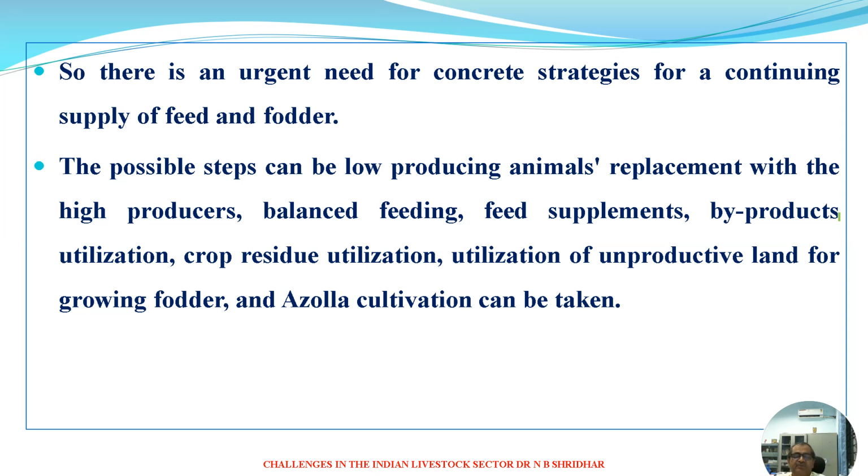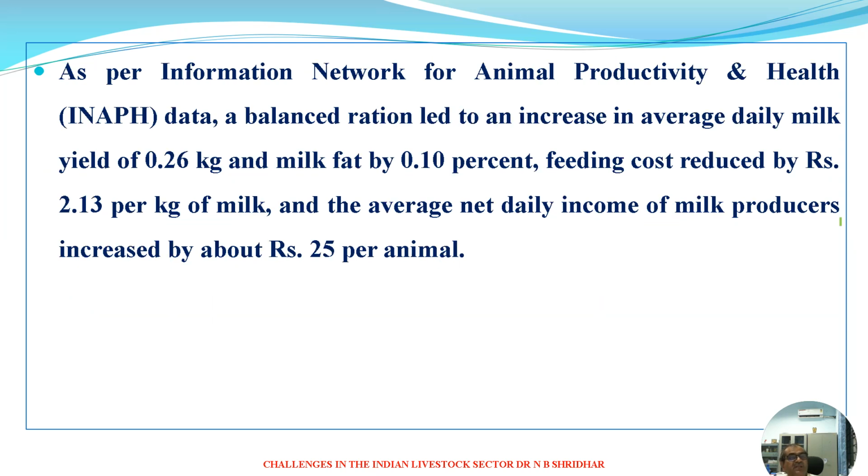And apart from this, frequently the animal breed needs to be changed. Then balanced feeding has to be done. Then feed with low costs or supplements. Then by-products should be utilized properly. Then crop residues utilization. Then also the unproductive land needs to be used for fodder. Then azolla is another alternative. We also need to focus much on green grass, which is the least important area, and everyone should focus on such unimportant areas.